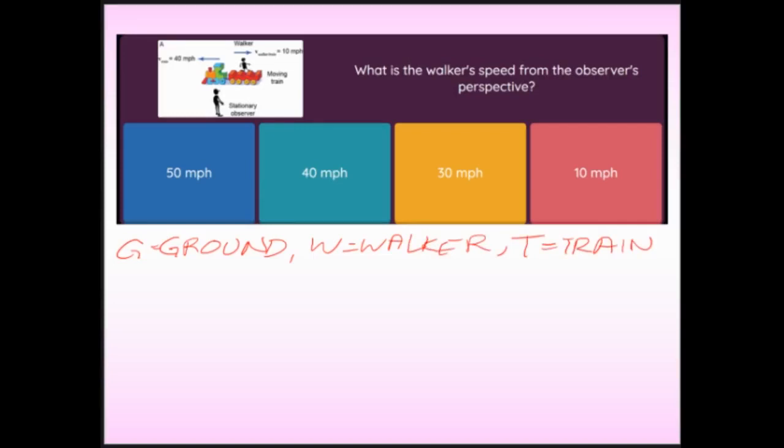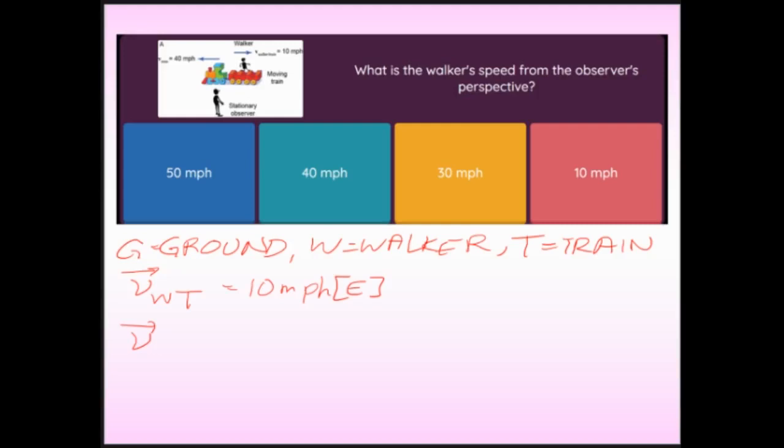This is the velocity of walker relative to train. All right? Velocity of walker, sorry, not to, relative to, my bad, is 10 mph. In what direction? We're going to call it east. Okay. How about the velocity of, what is this one?